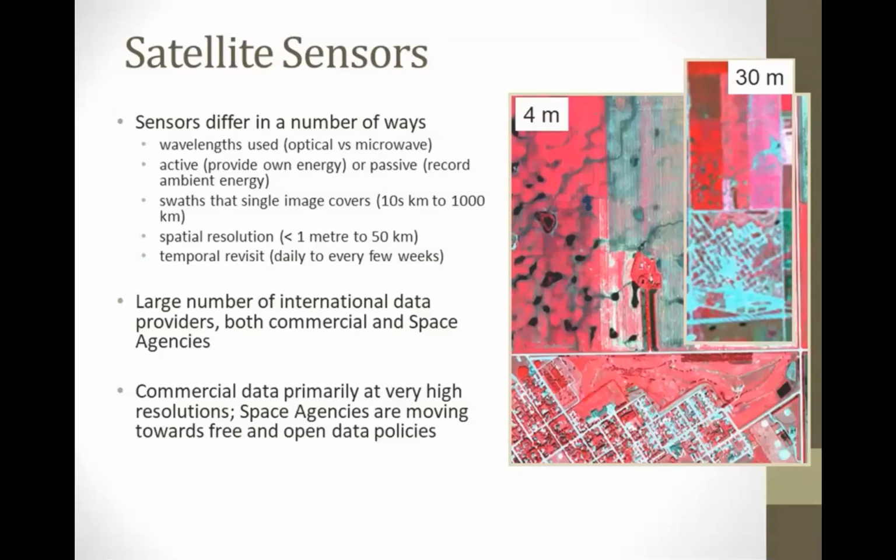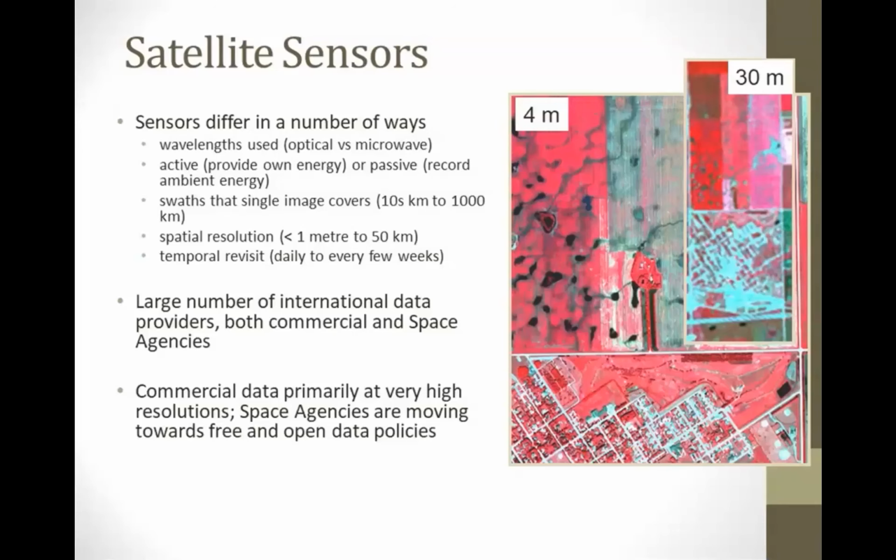Some satellites are acquiring data once or twice a day, and other satellites will revisit that site on the Earth maybe only every few days or weeks. And basically, we choose the right sensor to fit the application, and we're going to see why we have an advantage of using one versus the other.